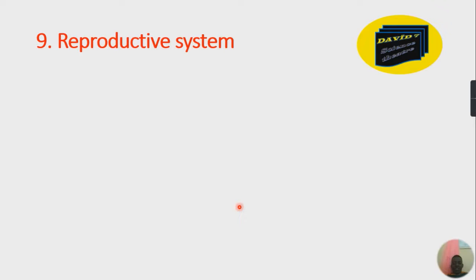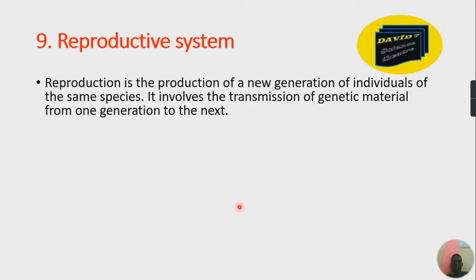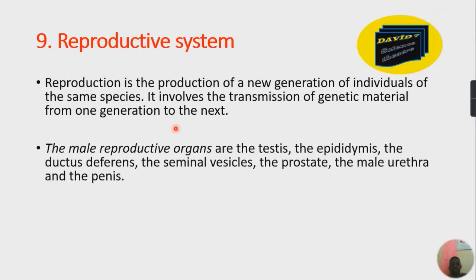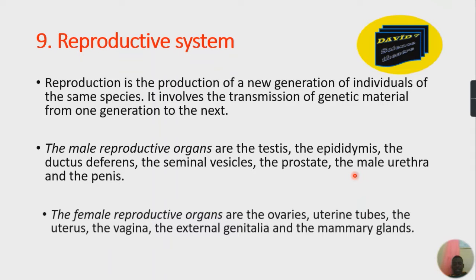Let's continue. Now the reproductive system. Reproduction is the production of a new generation of individuals of the same species. It involves the transmission of the genetic material from one generation to the next. The male reproductive organs, you know them. We have the testes, the epididymis, the vas deferens, the seminal vesicles, the prostate, the male urethra, and the penis. All those are male reproductive organs.